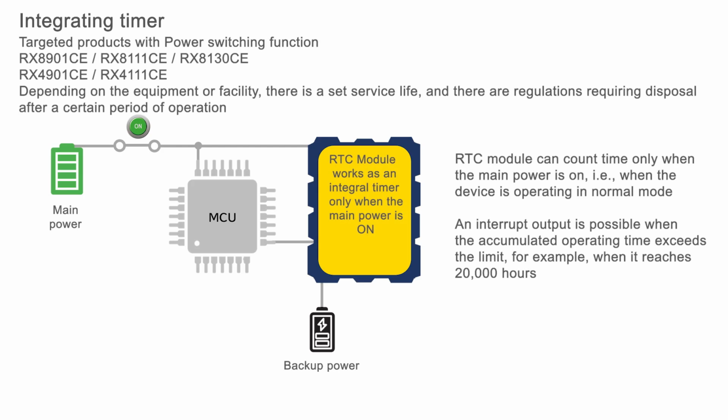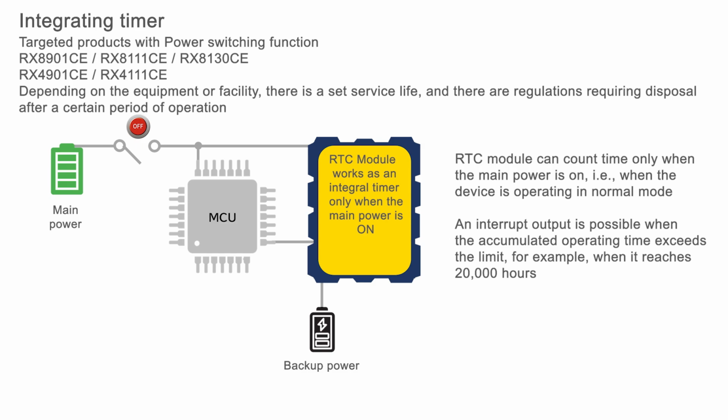Some devices and facilities have a set useful life, and there are regulations that require them to be disposed of after a certain period of operation. Epson's RTC modules include products that can be set to a timer of more than 30 years. It is also possible to count time while the main power is on, that is, only while the RTC module is operating in normal mode. The RTC module acts as an integrator of operating time, and when a certain period of time is reached, it can output an interrupt to the MCU.